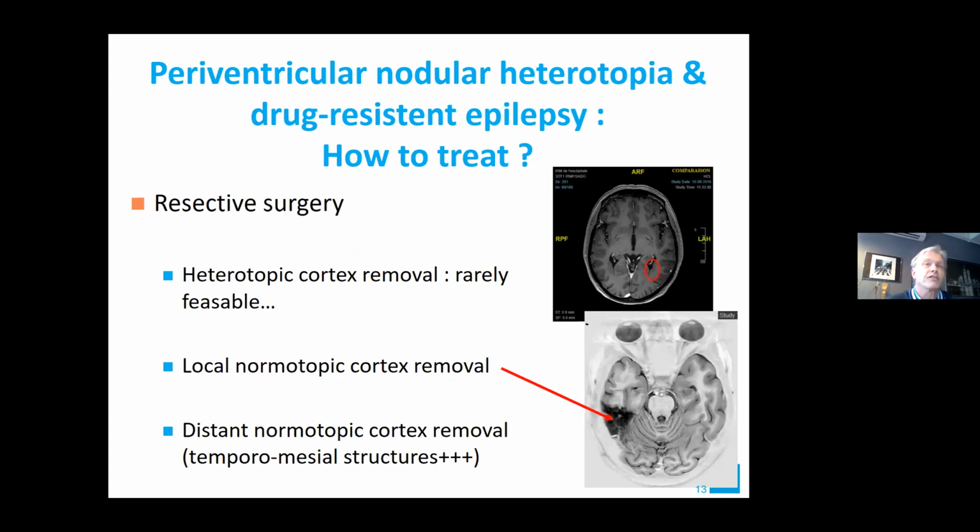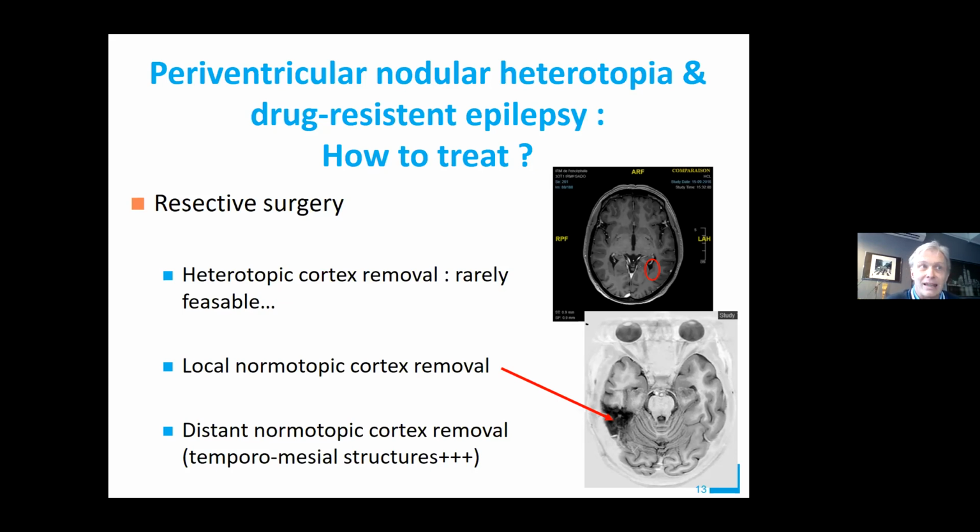Let's start with resective surgery. Resective surgery can consist, at least theoretically, in removal of the heterotopia itself and by isolation. I must say that I did not find anything significant related to this specifically in the literature. I do not have any experience of surgical removal of the heterotopia alone. And I think it is normal, it is rarely feasible because any heterotopia is covered with sometimes crucial white matter bundles and sometimes also crucial eloquent gray matter. So this is something rarely feasible.